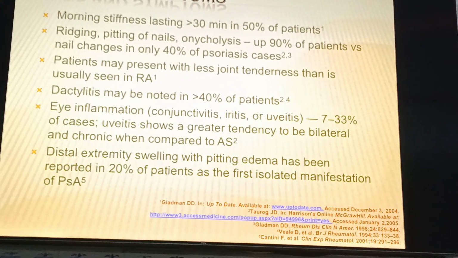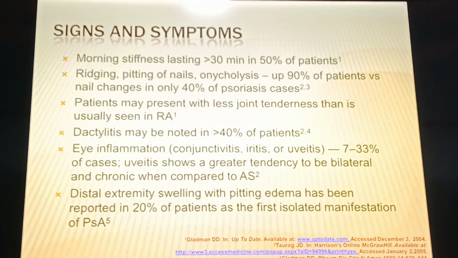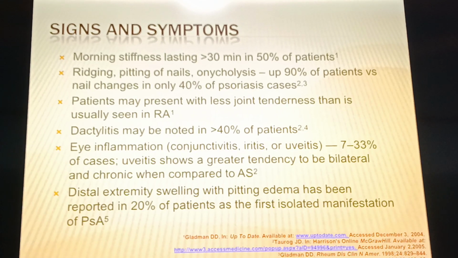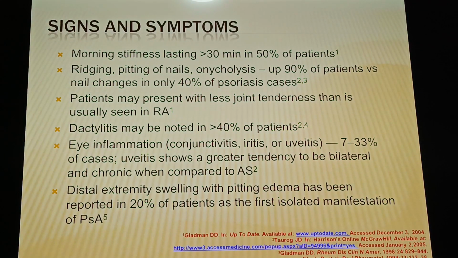Patients may present with less joint tenderness than is usually seen in rheumatoid arthritis. In rheumatoid arthritis, joint tenderness is very, very high, whereas psoriatic arthritis is not that tender when compared to rheumatoid arthritis. But dactylitis may be seen in more than 40% of the cases, maybe 60-70% of the patients will have dactylitis. Eye inflammation like conjunctivitis, iritis or uveitis may be seen in 7 to 33% of the cases.